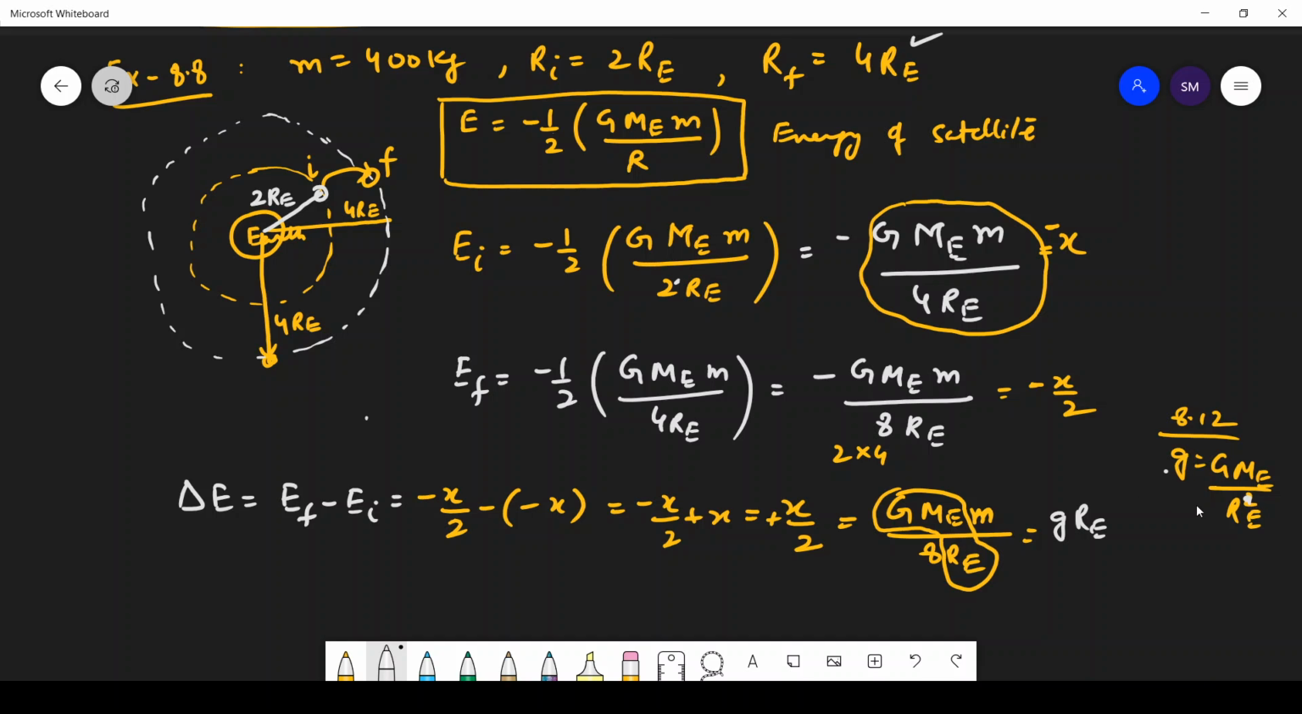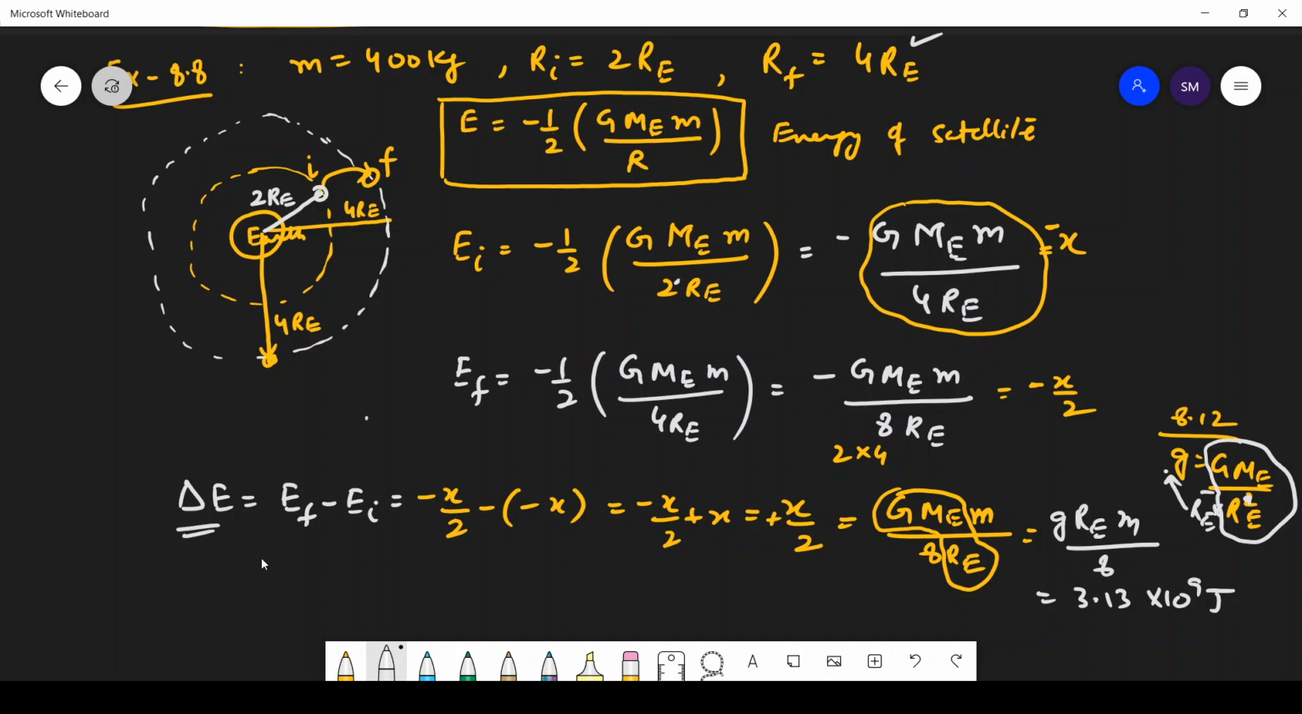What does the square mean? This is Re into Re, so this Re will go here. So gRe into small m divided by 8. Now simply if we put the values, g is 9.81 and m is 400, R is 6.37 into 10 to the power 6, divided by 8. You get here 3.13 into 10 to the power 9 joules. So that is the change in energy.